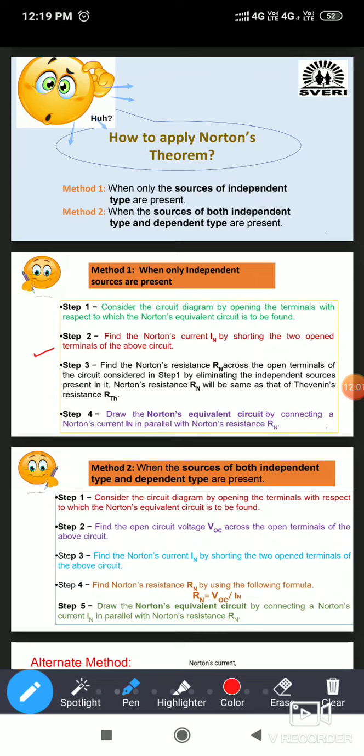In step 2, what you have to do? Find out the Norton's current IN by shorting these two terminals. Okay, A and B terminals are assigned. If A and B terminal is there, then you have to open those two terminals and then short those terminals and find out the short circuit current IN.